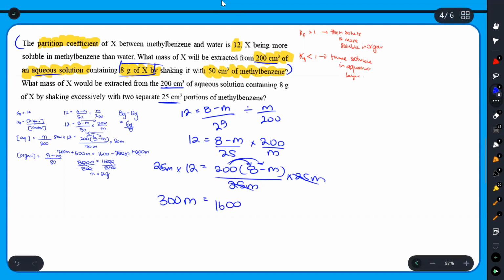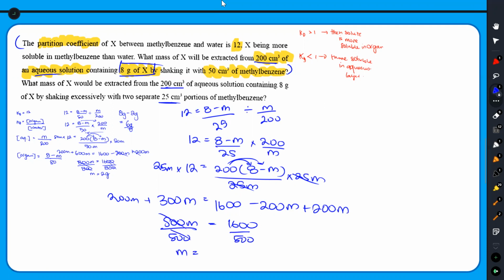That's 1600. I think we did this already. Yeah, we did it, 200m. Then I'll add 200m to both sides. So this is going to give me 500m being equal to 1600, and we'll divide by 500 on both sides to get the equation reading as m is equal to. So m is equal to 1600 divided by 500, which is 3.2 grams.